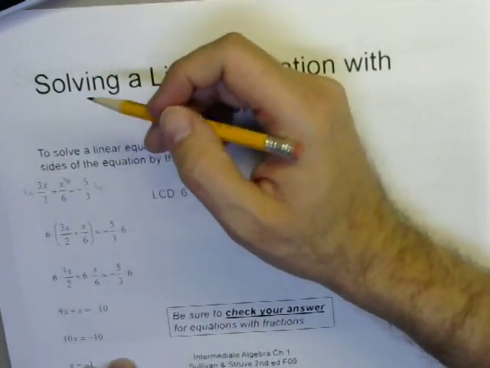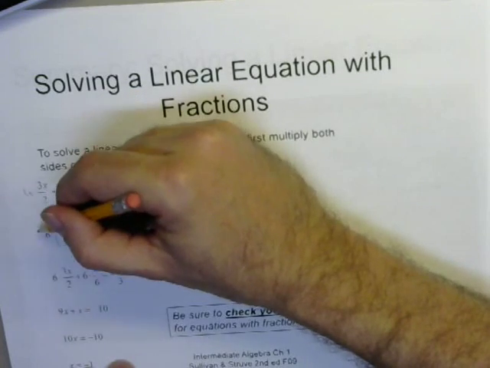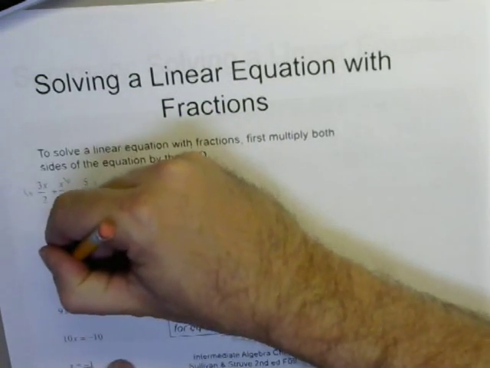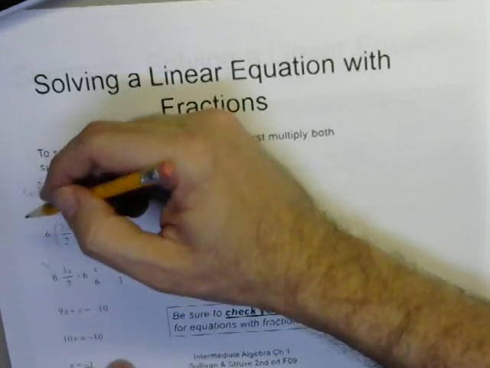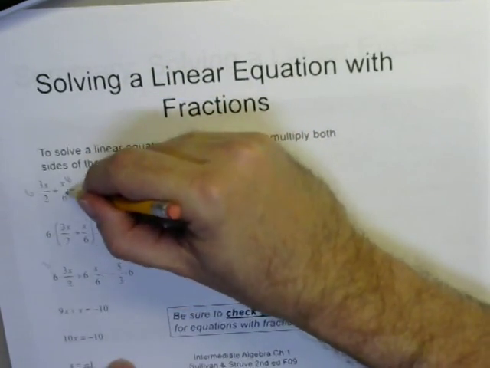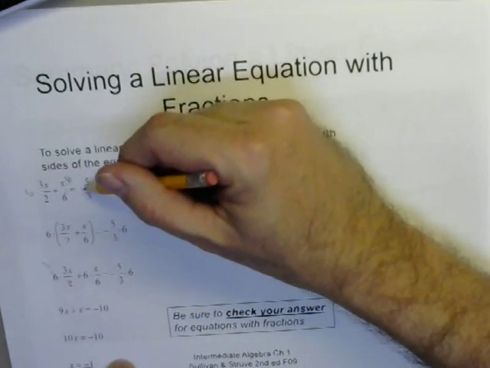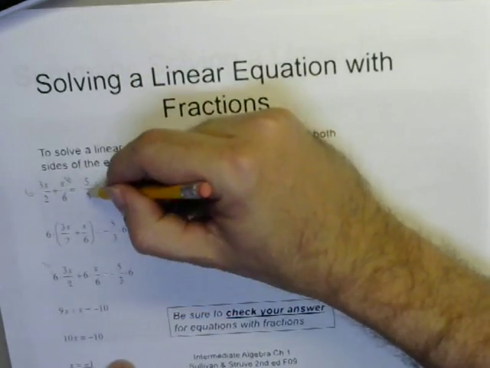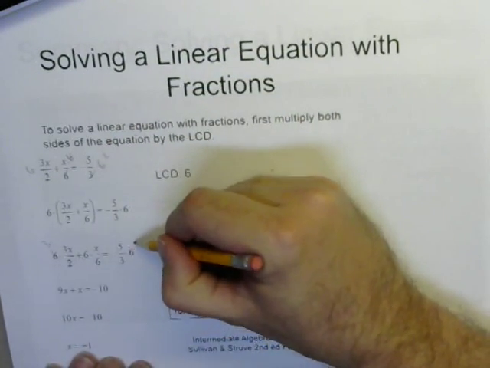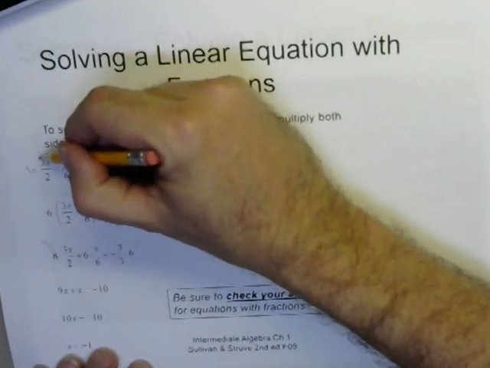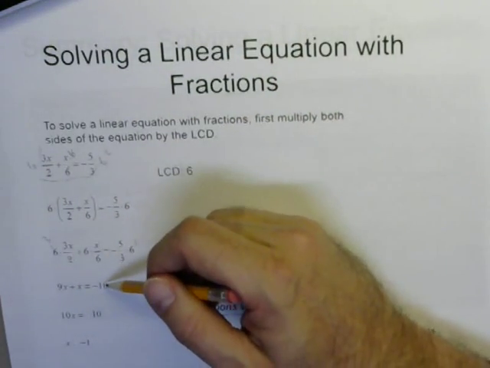So I'm going to multiply each term by that. So if I multiply this term by 6, I'll get 6 times 3 over 2. Well, that 2 goes into the 6 3 times, so I'll get 3 times 3, or 9x. If I multiply this by 6, the 6's will cancel, and I'll just get x there. And if I multiply negative 5 over 3 by 6, 3 goes into 6 twice, and so I'll get negative 5 times 2, which will give me negative 10. So this equation with the fractions in it will simplify to an equation without fractions in it.